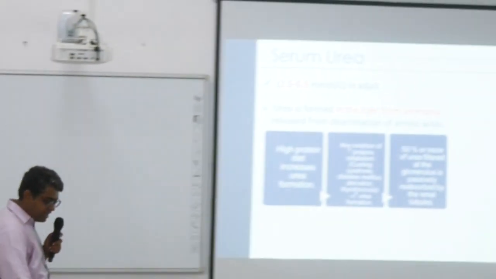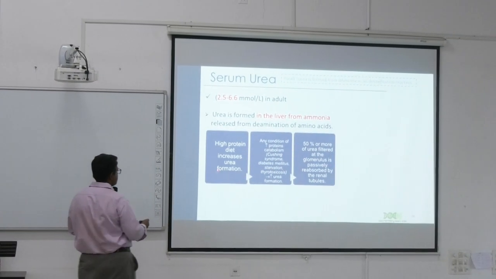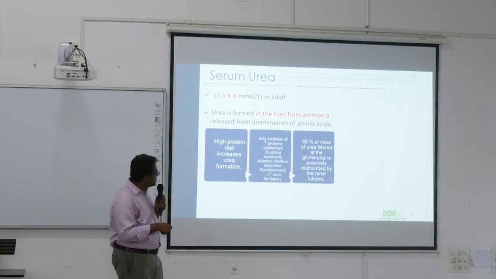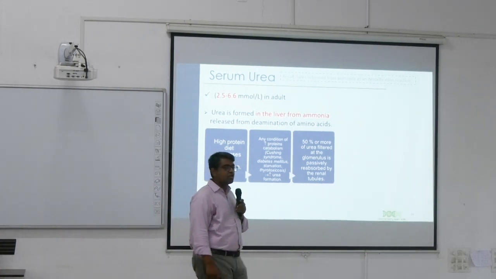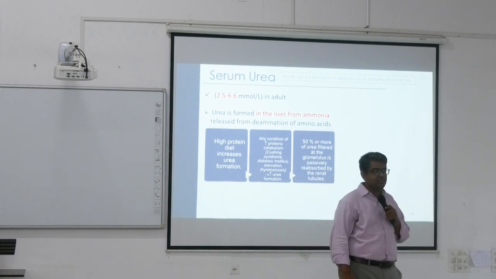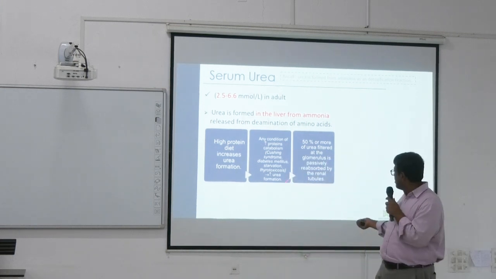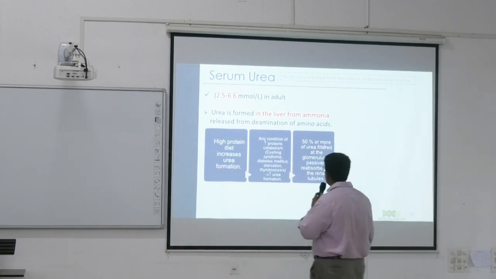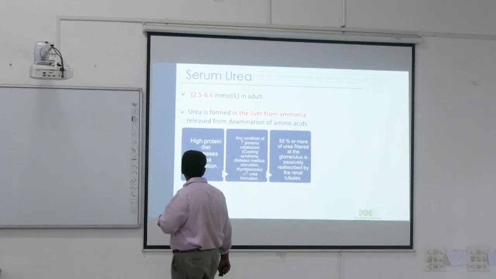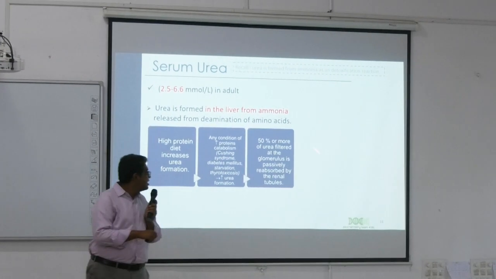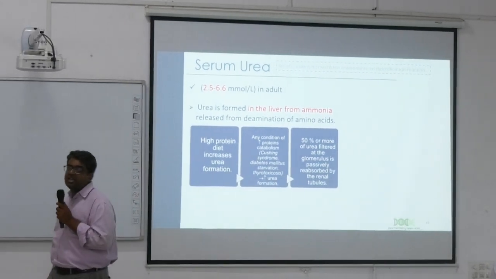So, a high protein diet increases your urea formation. Any continuous source of protein catabolism, Cushing syndrome, uncontrolled diabetes mellitus, starvation, will increase your urea levels. Okay? And 50% or more of urea is filtered passively, and it is also passively reabsorbed from your renal tubules.